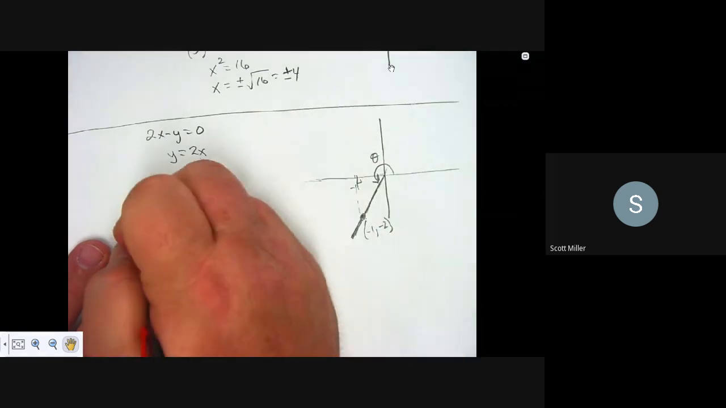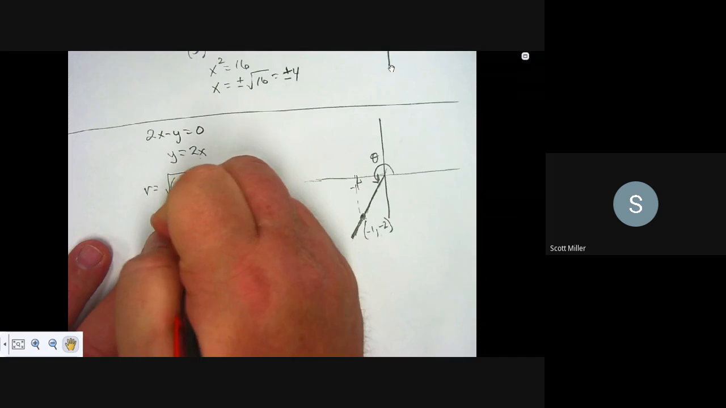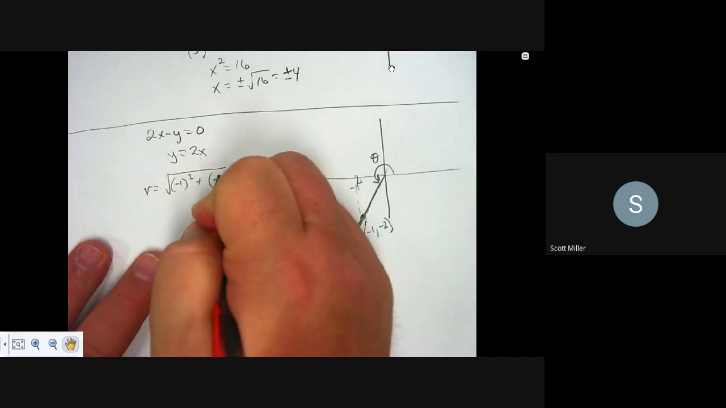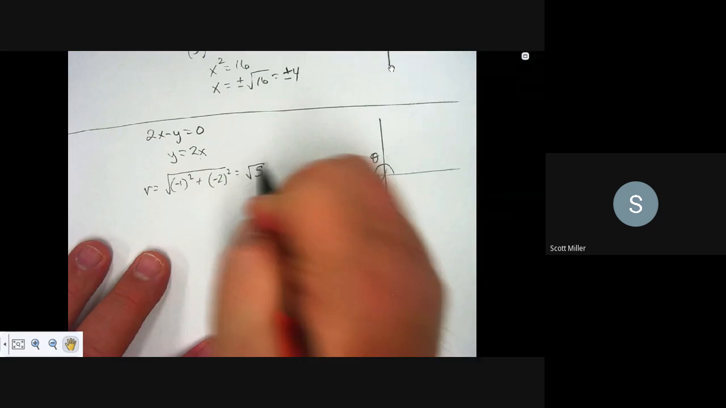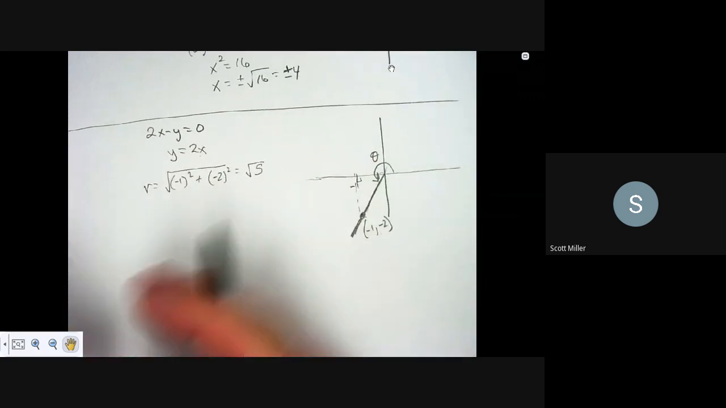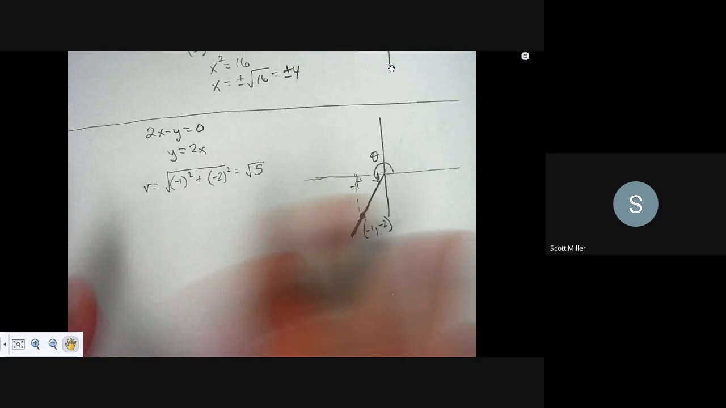Remember, when you find r, it is always going to be a positive value. Negative 2 squared is 4, plus 1 is 5. This is the square root of 5. So r is the square root of 5, and you can answer the questions based off of that. So that's pretty much all that you're going to have to do.